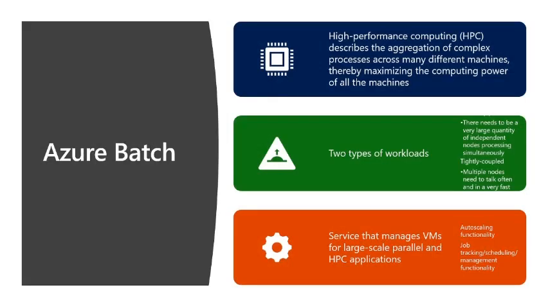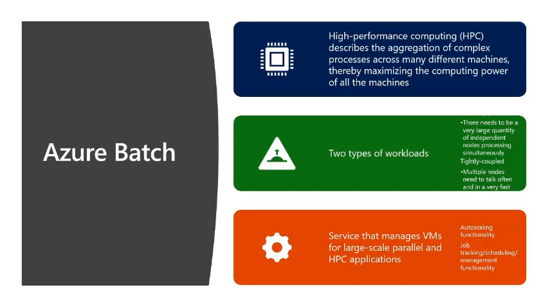So Azure Batch is high performance computing, which describes the aggregation of complex processes across many different machines, thereby maximizing the computing power of all machines. There are two types of workloads. One, there need to be a very large quantity of independent nodes processing simultaneously. Two, tightly coupled: multiple nodes need to talk often and very fast. Services that manage VMs for large-scale parallel and HPC applications, auto-scaling functionality, job tracking, scheduling, and management functionality.